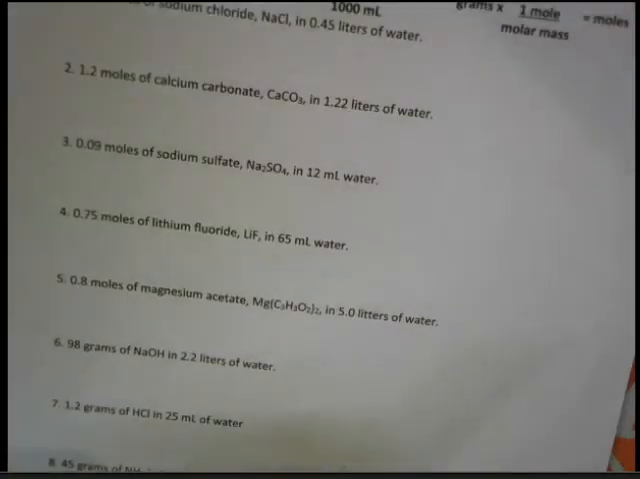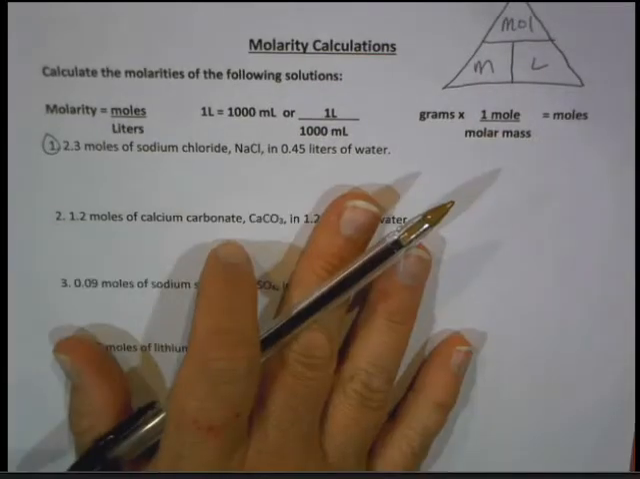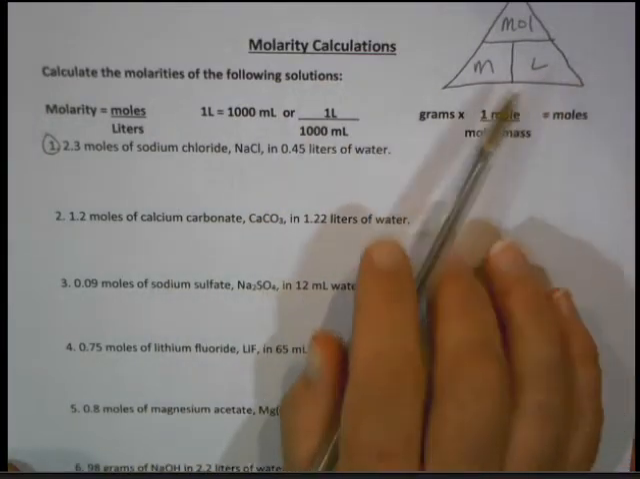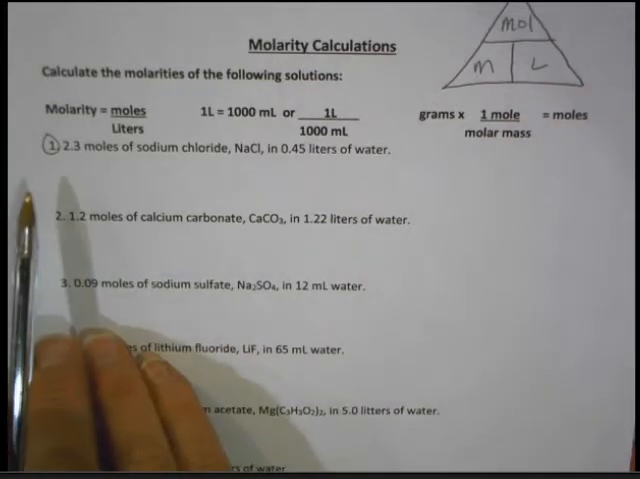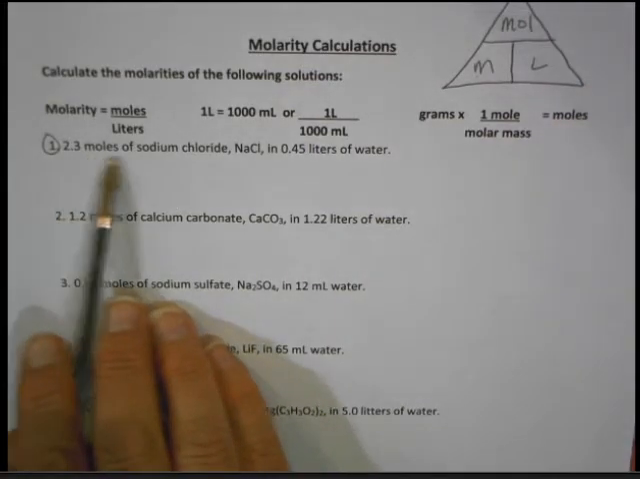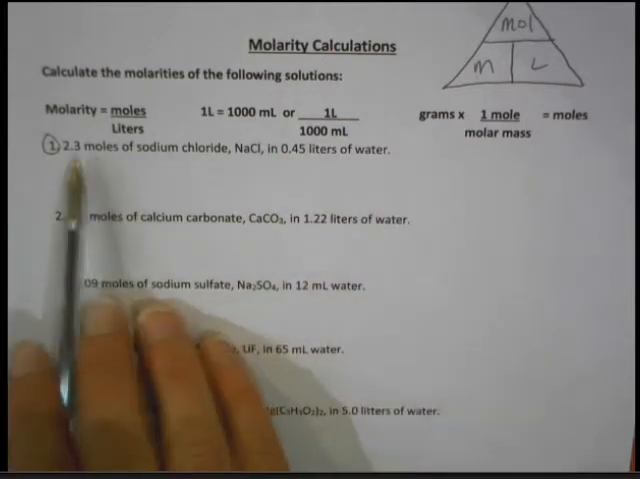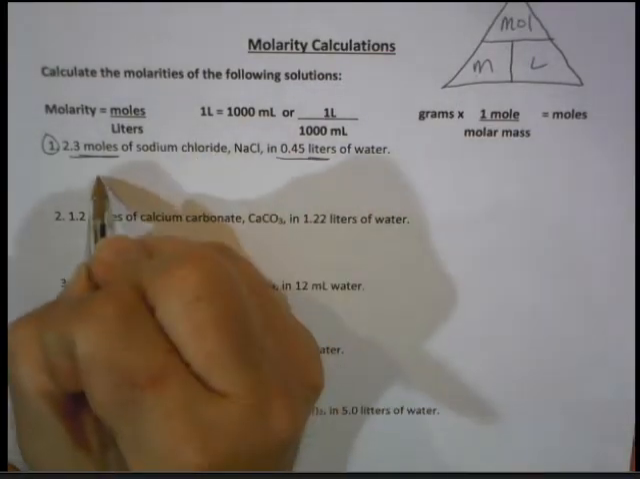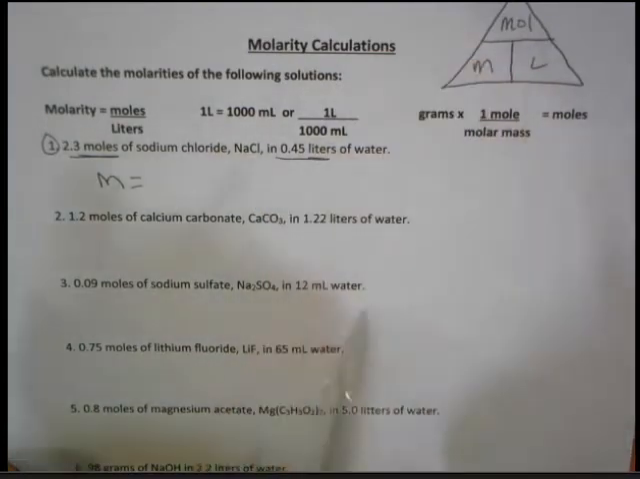All right, the next worksheet you'll work on the next day. You can finish that one day and then work on this the next day. This is your molarity calculations. I've already put my triangle here for moles, molarity, liters. So let's look at number 1: 2.3 moles of sodium chloride in 0.545 liters of water. We have our moles and we have our liters. So molarity will equal, if we cover that, moles divided by liters.